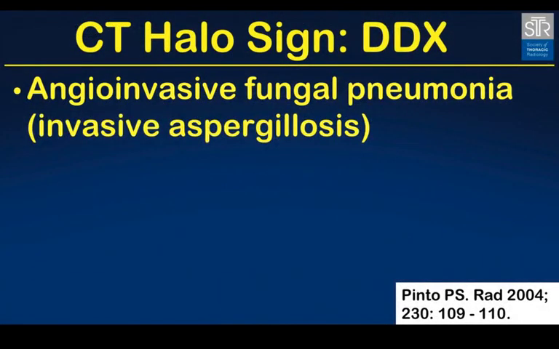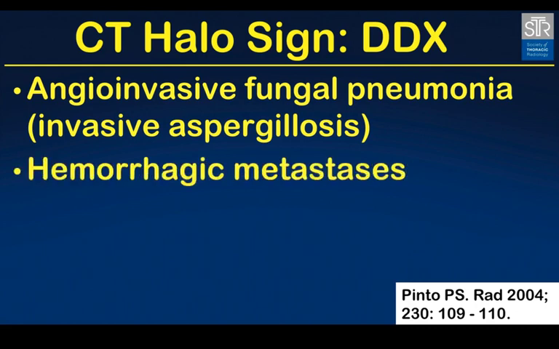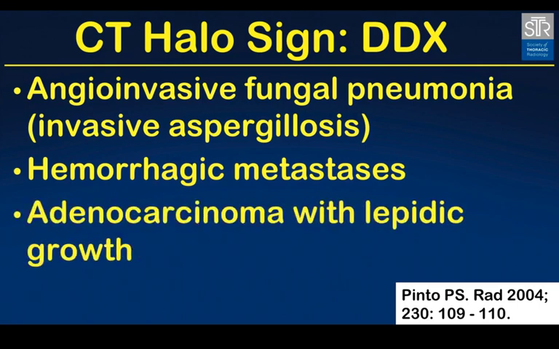Now, the differential diagnosis for a CT halo sign includes angioinvasive fungal pneumonia, particularly invasive aspergillosis, where the sign was first described by Dr. Kuhlmann a number of years ago. Subsequently, it has been described in patients with hemorrhagic metastatic disease, such as from renal cell carcinoma, in cases of adenocarcinoma with lipidic growth pattern around a central area of invasive adenocarcinoma, in patients with vasculitis such as granulomatosis with polyangiitis, and a variety of other conditions. These are 4 that are worthwhile remembering.